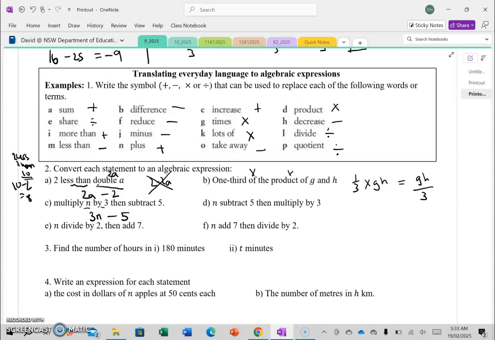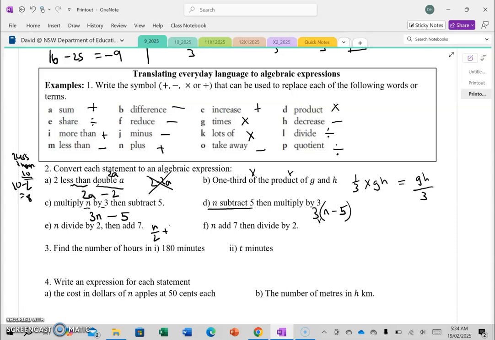Alright, D looks very similar, but the order's kind of been switched around a bit. So n subtract 5, then multiply that by 3. If I want to multiply this by 3, I need to multiply the whole thing by 3. So I'm going to put the n minus 5 in brackets to say do that first. And then I'm going to multiply the whole thing by 3 by putting a 3 out the front. And there's a hidden times there that you don't need to write.